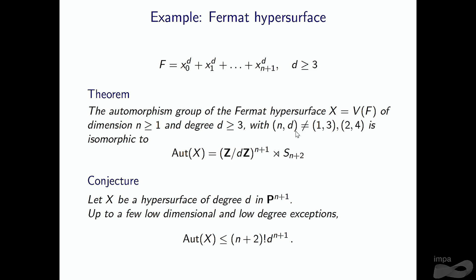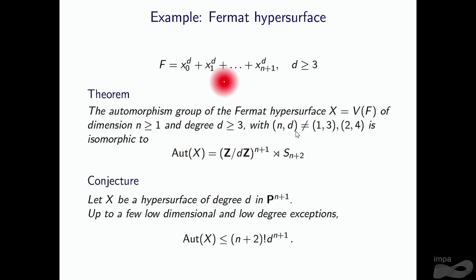Okay, so let me now give you, remember the Fermat hypersurface? It was given there. If I still have time by the end, I will actually prove that this is the automorphism group of the Fermat hypersurface. The automorphism group of the Fermat hypersurface, whenever (n, d) is not (1, 3) or (2, 4), is this.